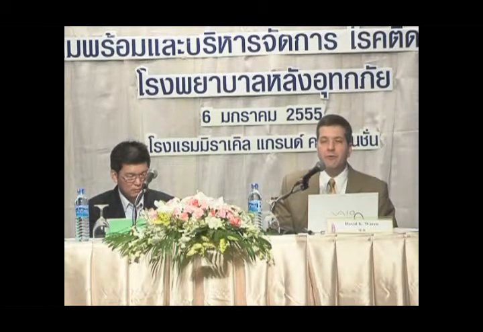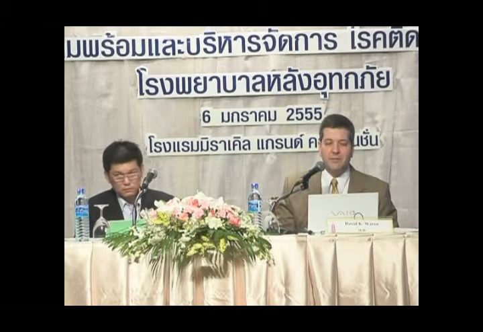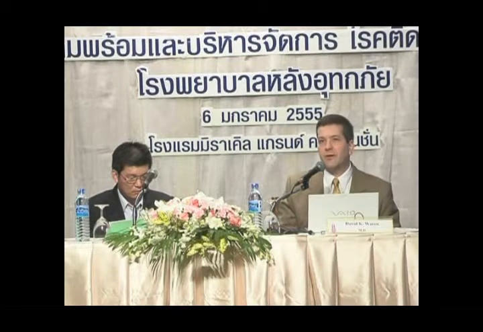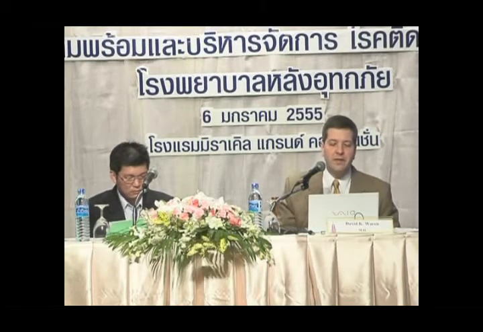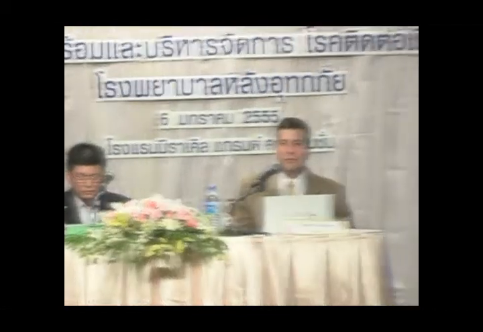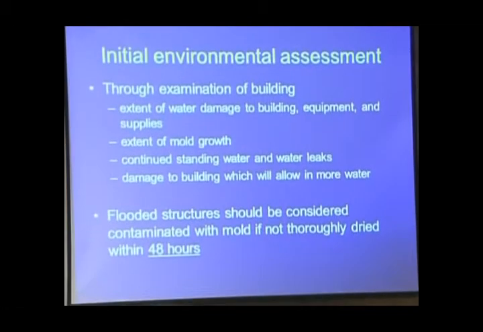So whenever you do mold remediation, the first thing you should do is just an initial environmental assessment. You should do a thorough examination of the buildings, and that includes looking at the extent of water damage to building, equipment, and supplies. How extensive is the mold growth? Is it, as we saw in pictures earlier, up to the ceiling and including the ceiling? Are there continued standing water or water leaks? Because that is going to need to be addressed before you do any mold removal. And is there damage to the building which would allow more water in?